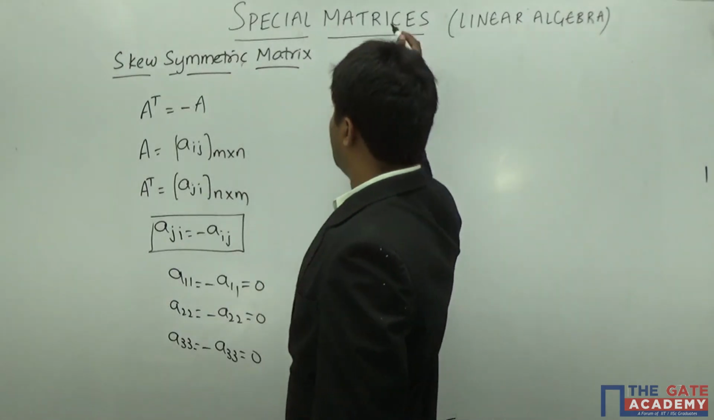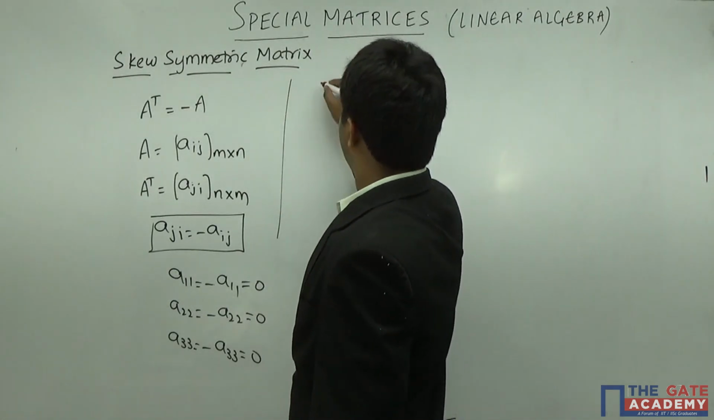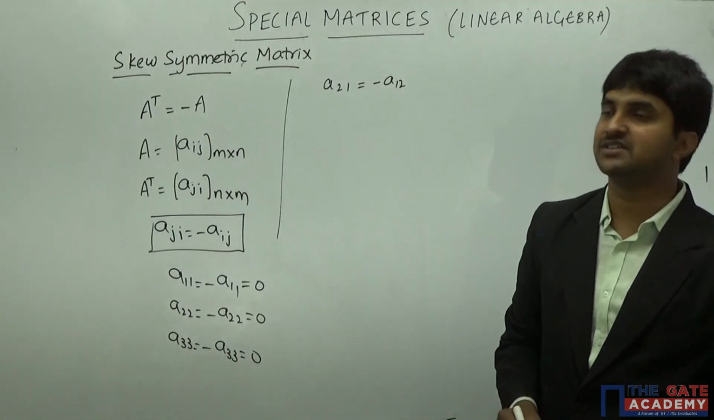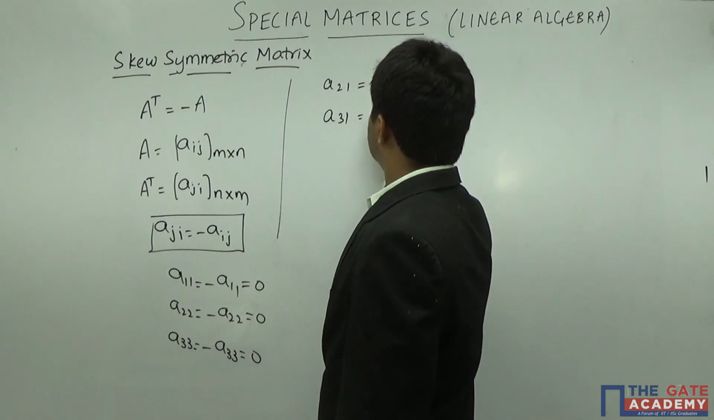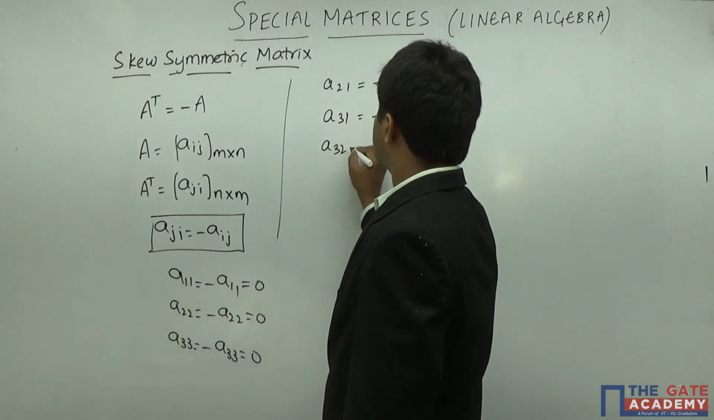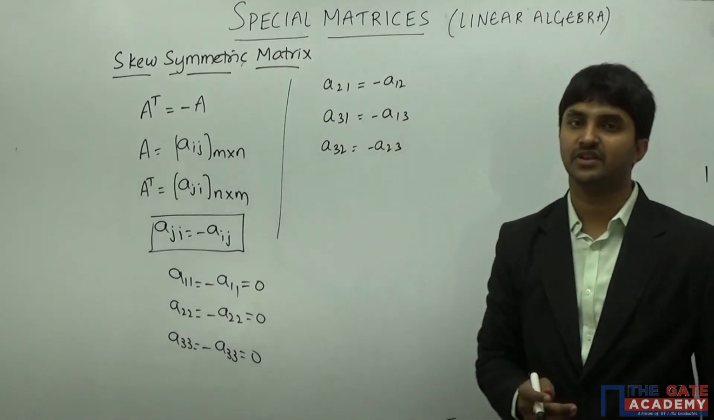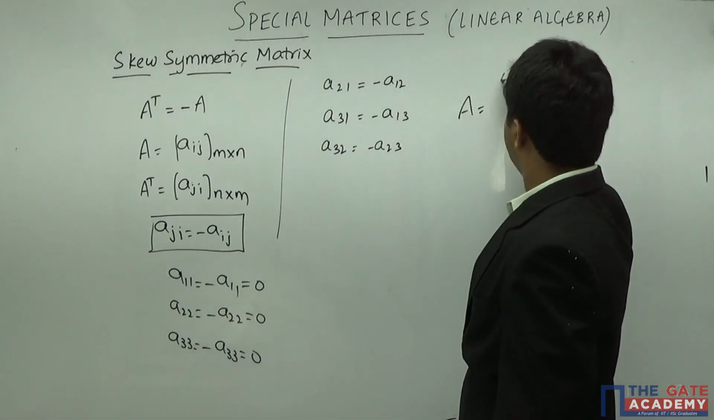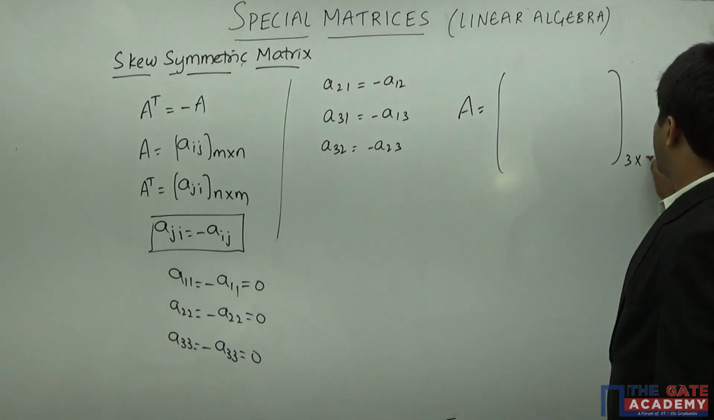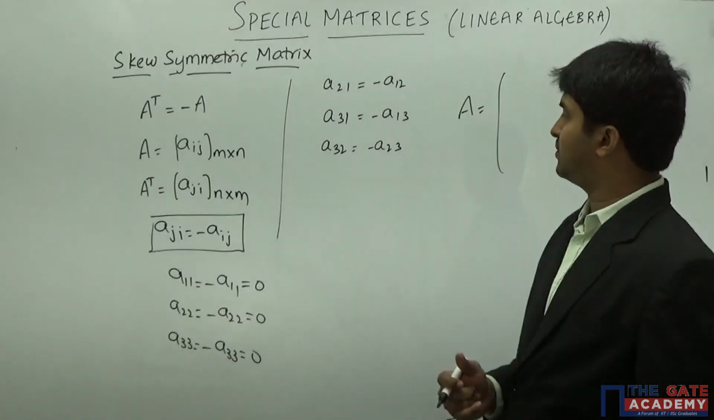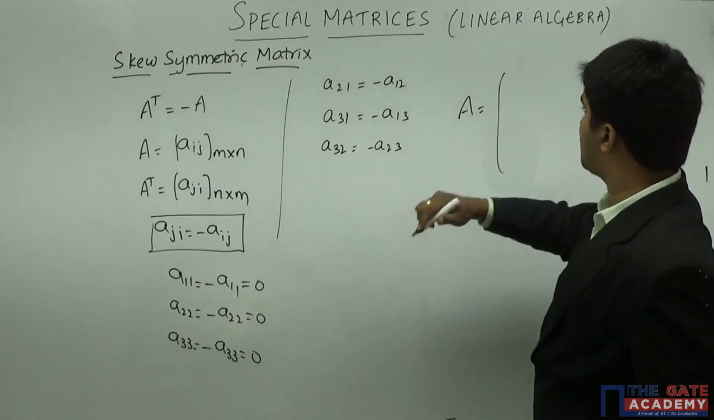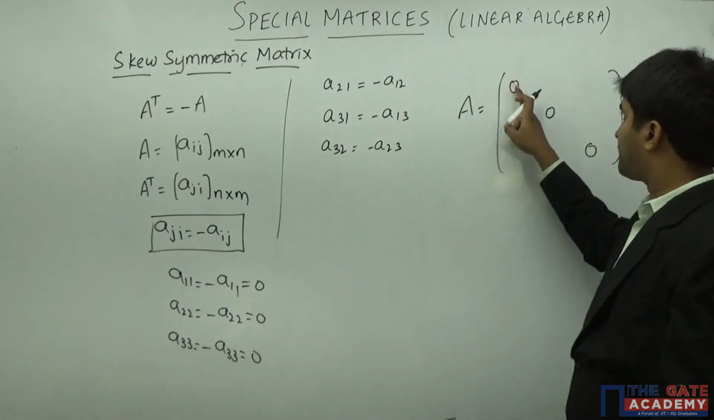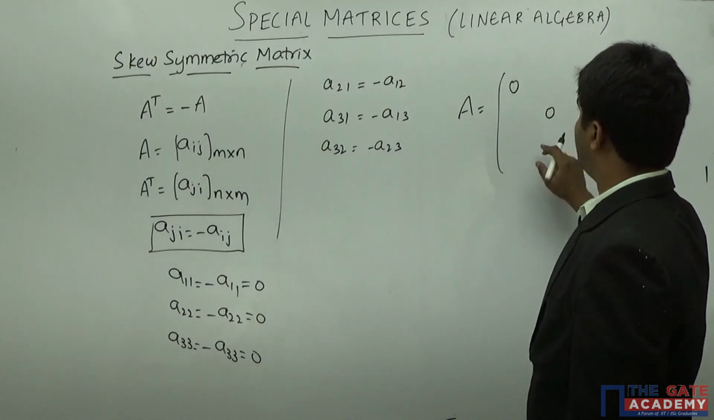Now let us come to the other elements apart from the principal diagonal elements. For example, A21 is equal to minus A12, A31 is equal to minus A13, and A32 is equal to minus A23. This has to be satisfied once again. So now I can write a simple example matrix. I am considering a 3 by 3 square matrix. I know that the principal diagonal elements have to be equal to 0. Here the restriction is on the principal diagonal elements, unlike the case of the symmetric matrix.